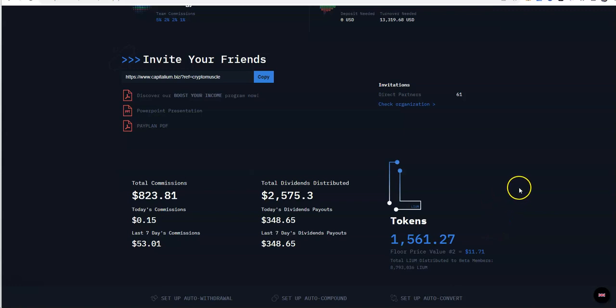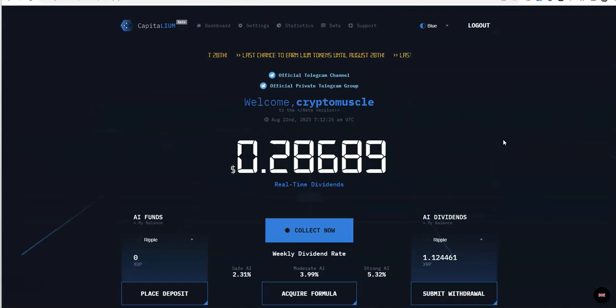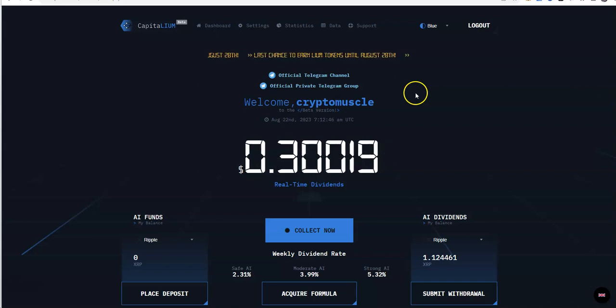But yeah, take a look at it. Like I said, do your research, see if it's something you like. It's going to be very interesting how this is going to go. They've got two Telegram groups, an official channel and a private Telegram group. I don't get why there's a private Telegram group. It's more like a community group made for CapitaLIUM, whereas the other one's more like an announcement channel. So, just saying, this is what's going on right now.